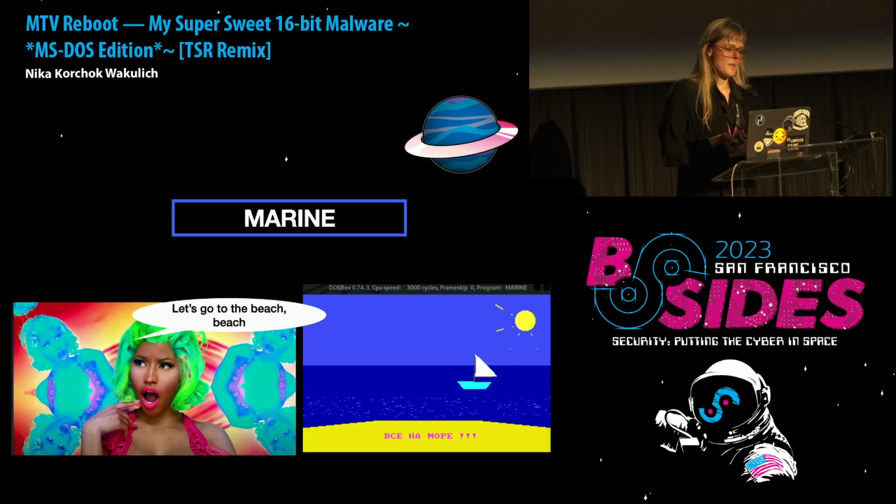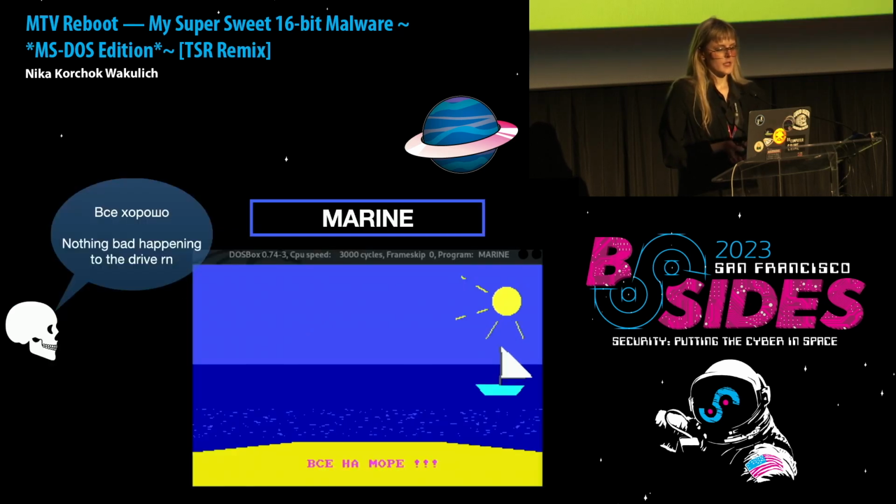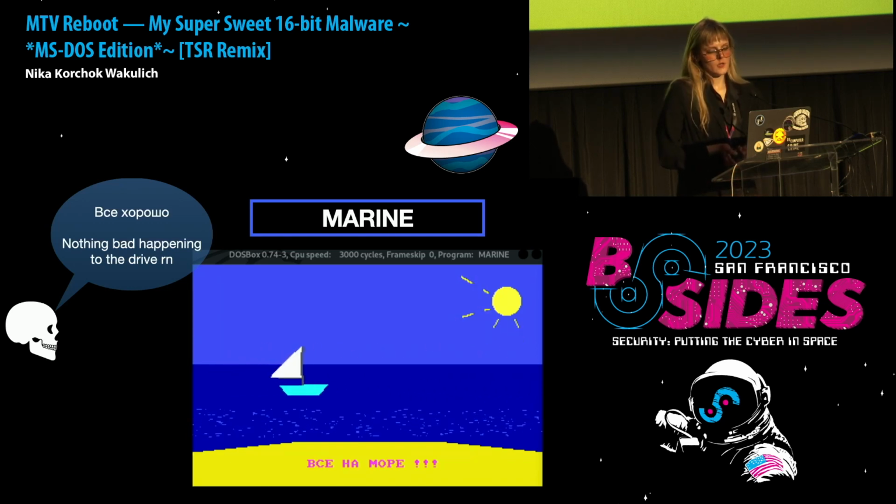So in terms of graphical components that employ stealth, if a user is presented with this and it's running on their machine, they're probably not going to think it's that bad, right? Like, it's just a boat animation. Maybe they don't understand the words at the bottom, but it's fine. Everything's fine. Nothing bad is happening to the drive right now. We just have our boat on the ocean.